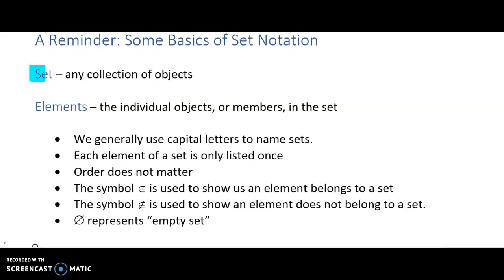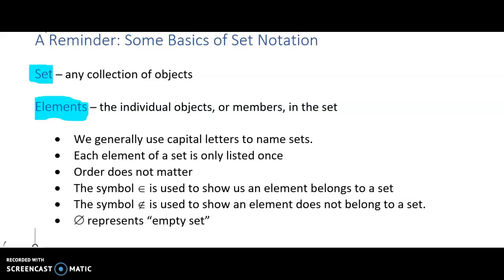First, we have a set. A set would be any collection of objects. The names of the people in your family would be a set. The ages of the people in your family would also be a set. Now, those particular objects or items or members are called the elements of the set.